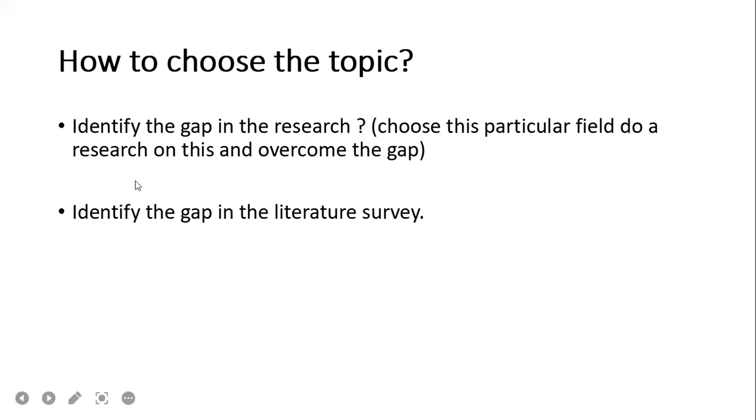The second way is to identify the gap in the literature survey. You can do either, or go in this order also. A literature survey is nothing but a collection of all the papers in the area of interest you have chosen, looking at the author, the area they researched, the algorithms or works they considered, which year it was published, and what recognition it got. The summary of this is addressed as a literature survey. You can either identify the gap in the research or in the literature survey. This is how to choose the topic.